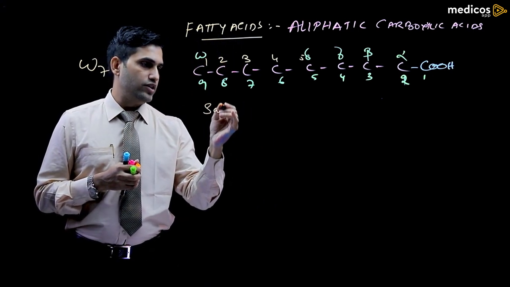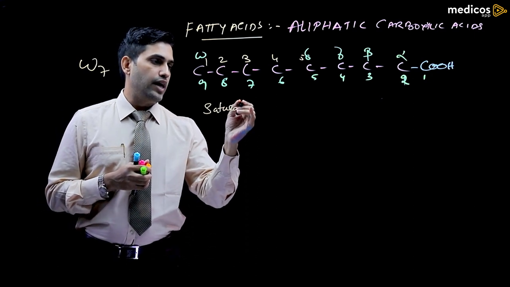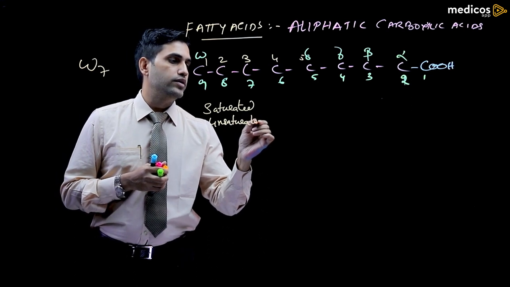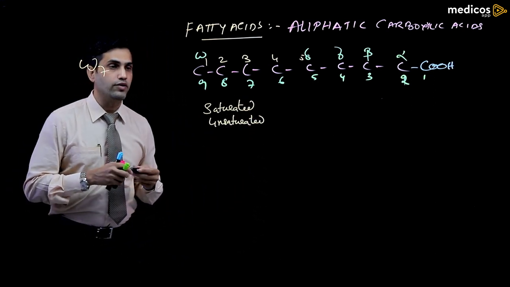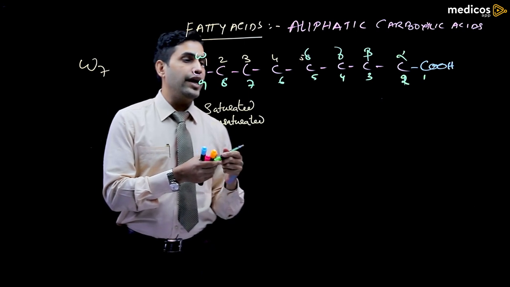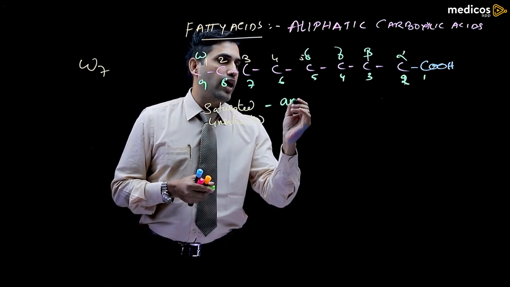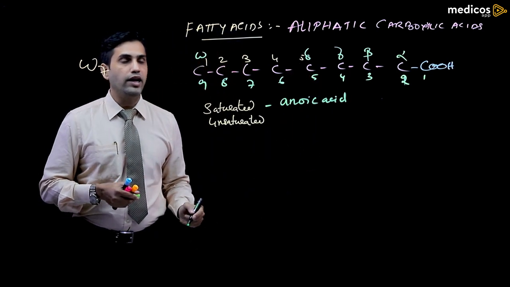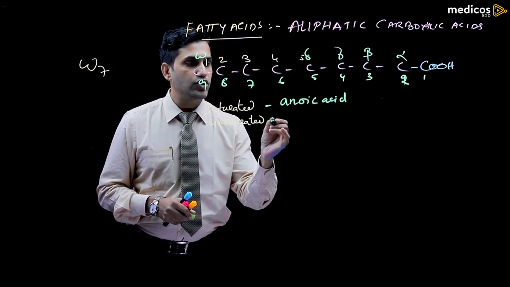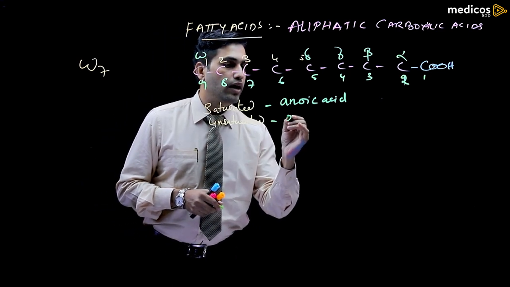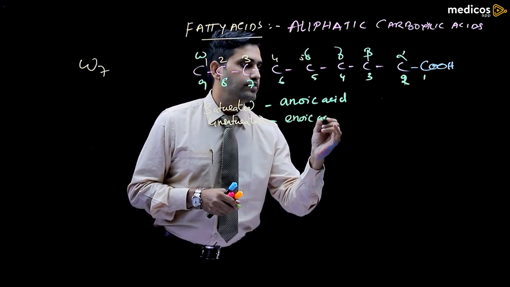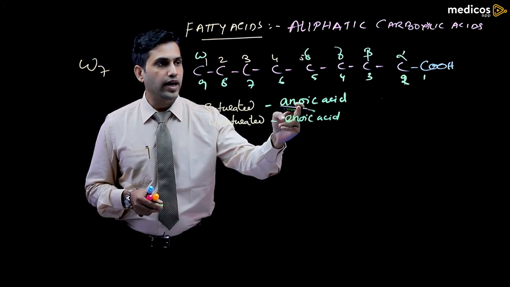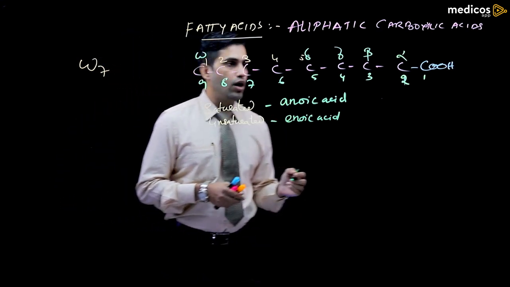There are two types of fatty acids, we'll talk about them in a while: saturated ones and unsaturated ones. The saturated ones end in anoic acid, and the unsaturated ones end in enoic acid.